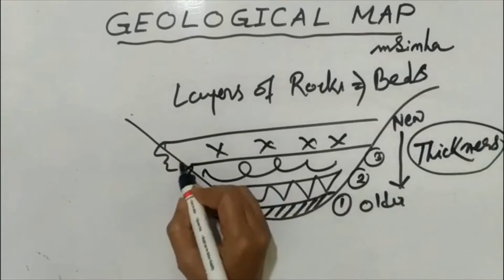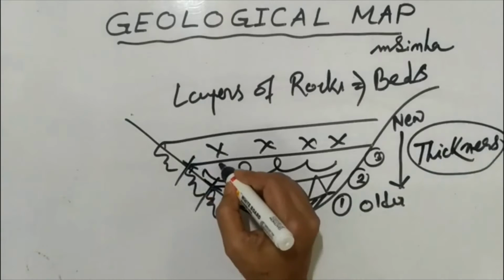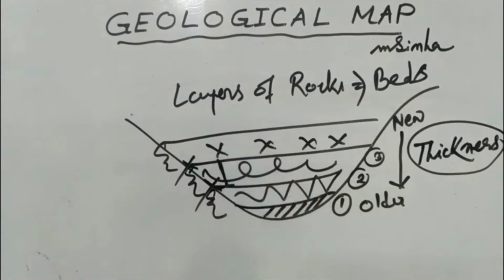Thickness: this is the upper boundary of the bed, and this is the lower boundary of the bed. The width between the upper boundary and the lower boundary is known as the thickness of the bed. All our beds are not uniformly formed or aligned, and they are not uniform in thickness.